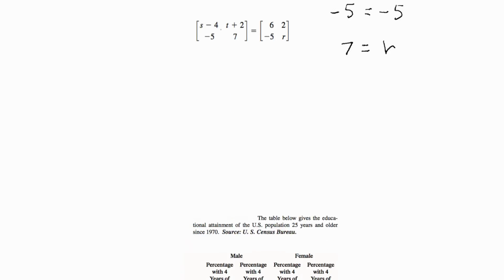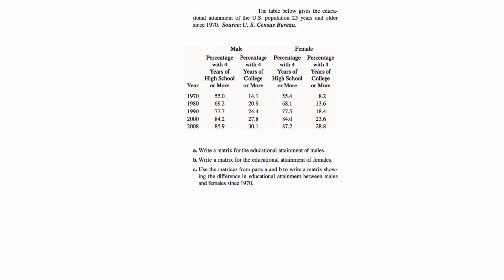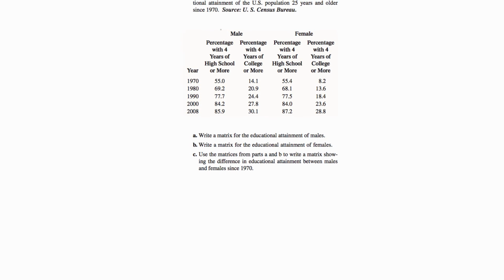So let me do this little example. Here's an example where we can actually use the language of matrices to describe a situation. It says the table below gives the educational attainment of the U.S. population 25 years and older since 1970. The source is the U.S. Census Bureau. The first question says, write a matrix for the educational attainment of males. So what we might do is see where that information is. All right, so it's right here, right?